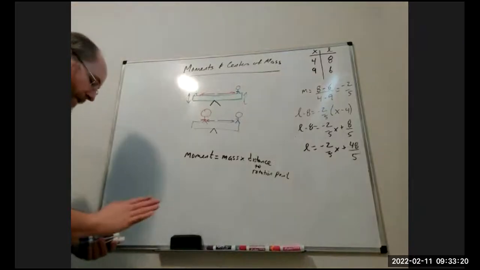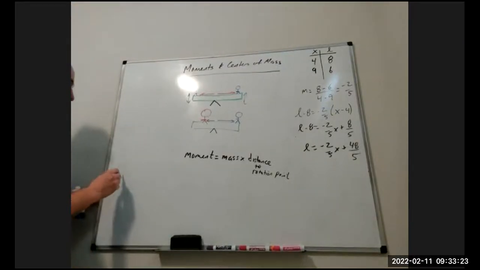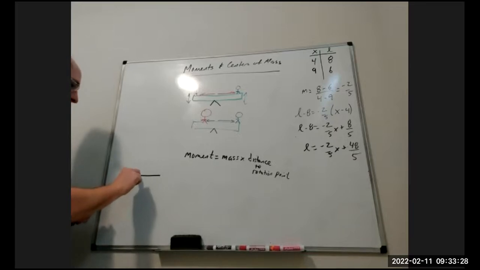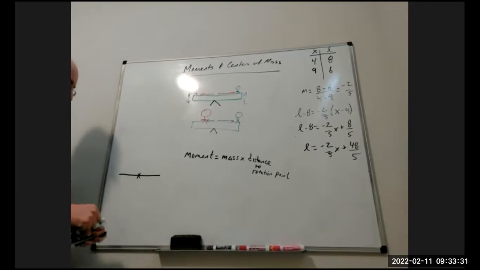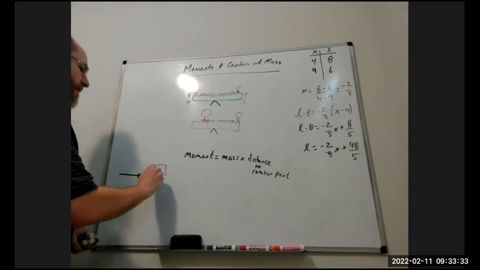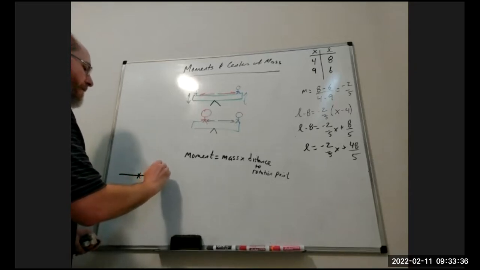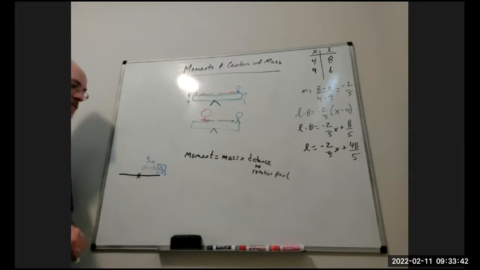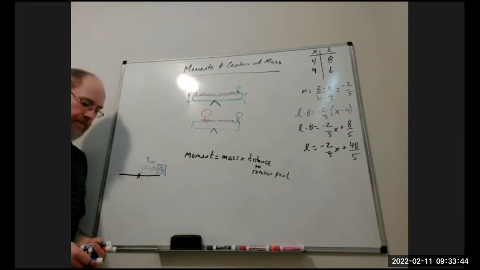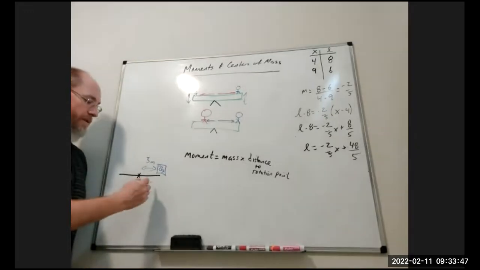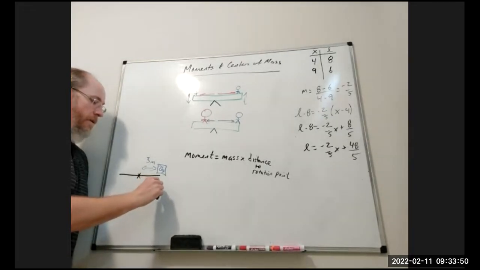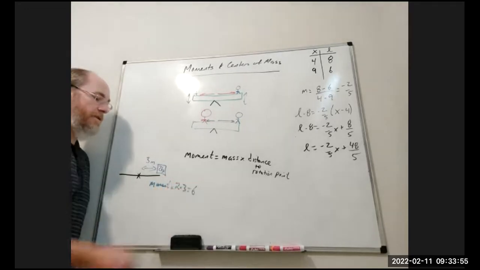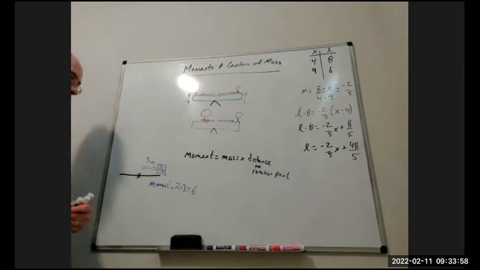So here's a real simple example with just two easy masses. So let's say that this is our balance beam. And we've got our point of rotation. I'll make it with a little X right there. But let's say I have a 2 kilogram mass that's 3 meters from the rotation point. Its moment is going to equal 2 times 3, or 6.